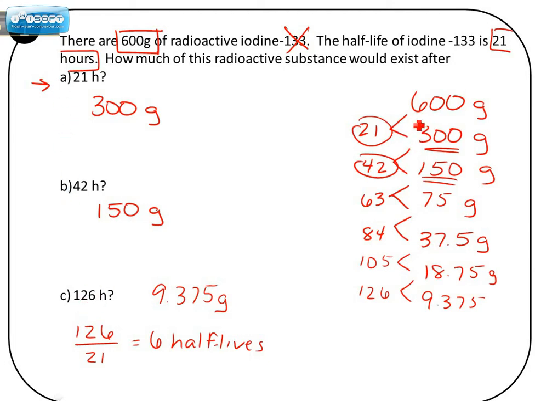So the first half-life, or the first cut in half, is our half-life, the 21 hours. So after 21 hours, we've cut it in half once. 600 cuts in half to 300 grams. 42 hours, that's 2 half-lives, or 2 times 21. So after 42 hours, we would have cut it in half again. That's 150 grams. Now, 126 hours, that's 126 divided by 21, that gives us 6 half-lives. So we cut it in half 1, 2, 3, 4, 5, 6 times, and we're left with 9.375 grams. So this would be 6 half-lives.